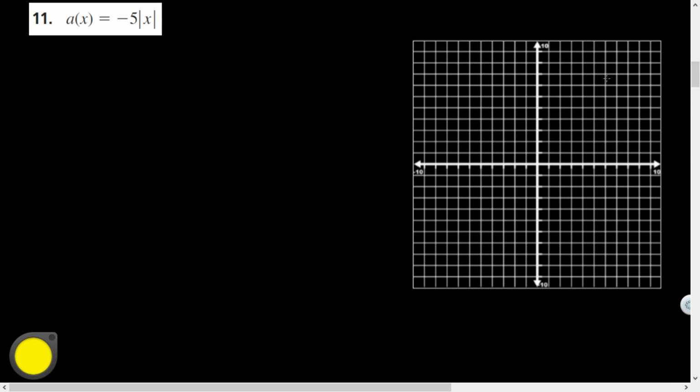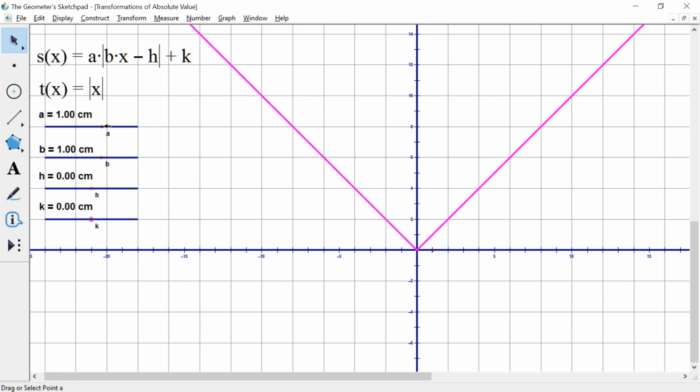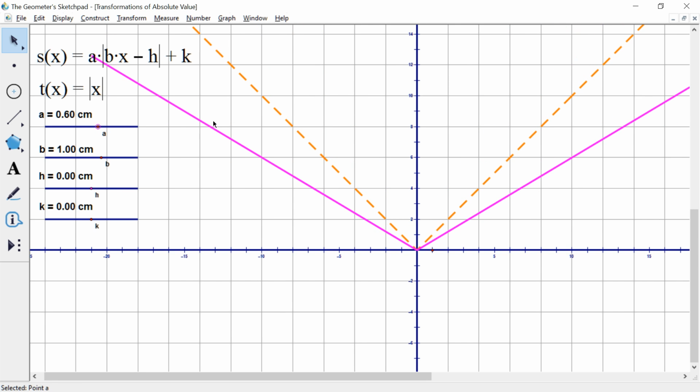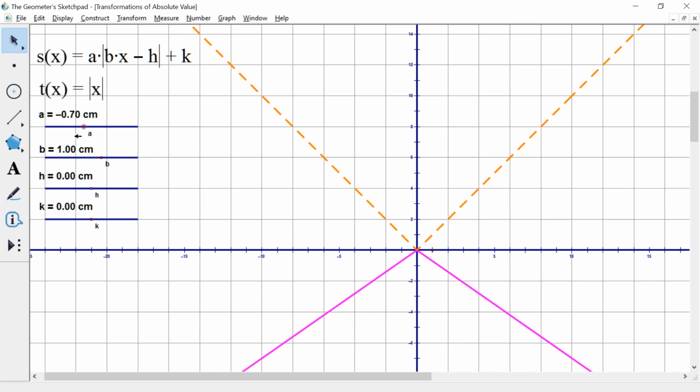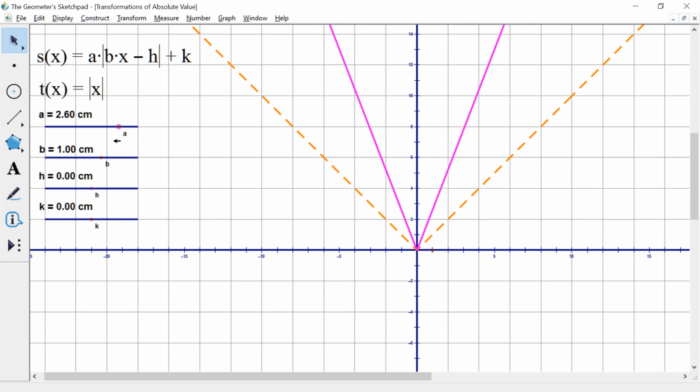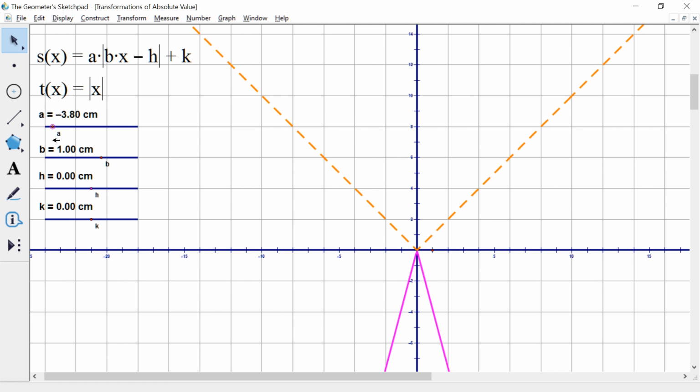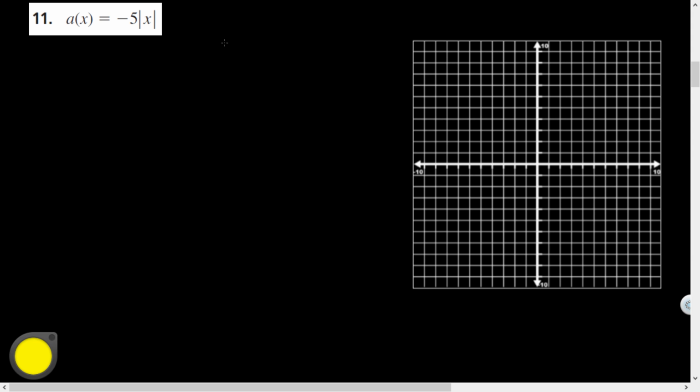And aha! Now multiplying by a number outside of the absolute value is going to be a vertical stretch. If I multiply by a number bigger than 1, it stretches it up. If I multiply by a number less than 1, it smooshes it down. And if I multiply by a negative number, it stretches or smooshes and then flips it. So this one's going to be flipped and stretched.